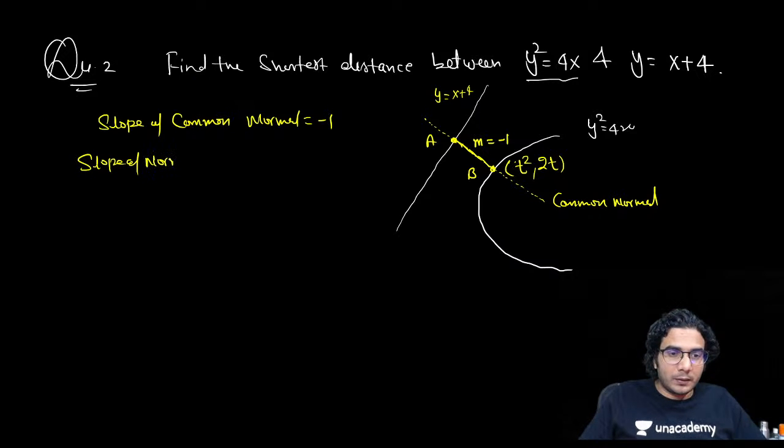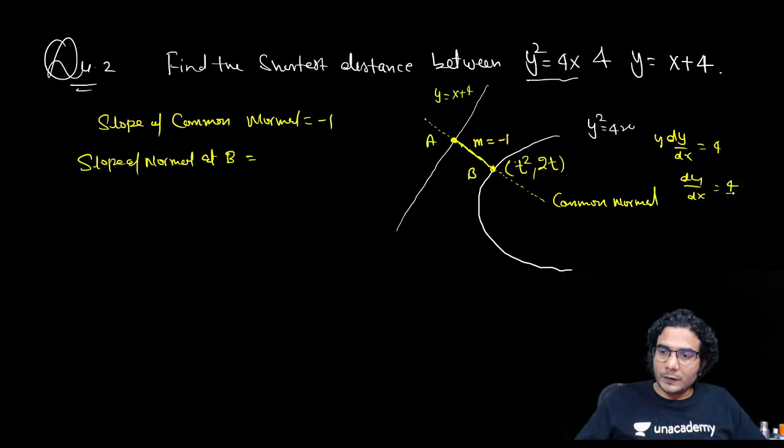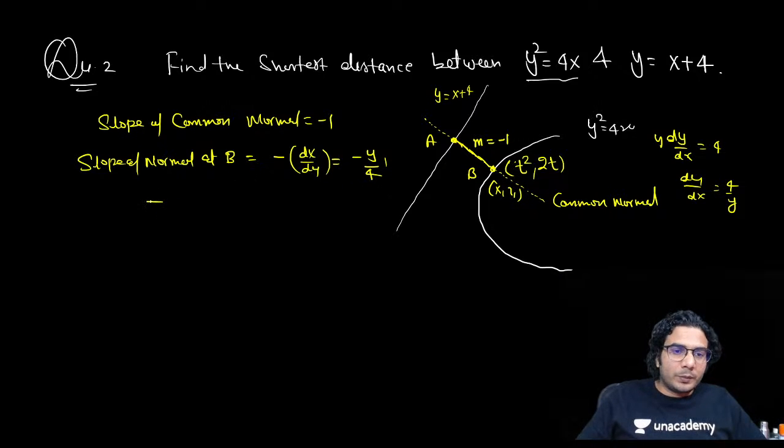Slope of normal at B, even if you can do it in x and y. Differentiate this: dy by dx is equal to 4 upon y. So minus dx upon dy, that is basically minus of y upon 4. Y you can write in terms of t, or you can use x and y also, doesn't matter. Let's take this point x1, y1. So minus y1 by 4 is equal to minus 1, this slope. So you'll get y coordinate of the point B.